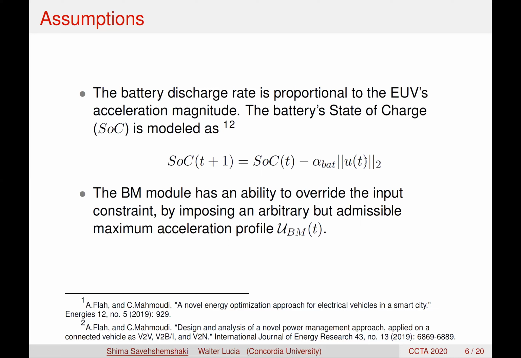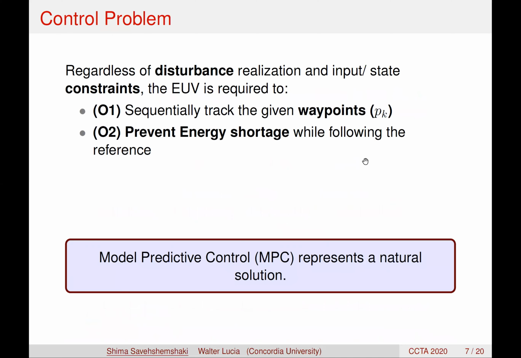And we also assume that a battery manager module can override the input constraint by imposing, whenever necessary, an arbitrary but admissible maximum acceleration profile, UBM of t. The control problem that we are facing here is, regardless of disturbance realization, input and states constraint, EUV has two objectives. The first objective is it should sequentially track the waypoints that are provided by the reference generator. And the second objective is to prevent energy shortage while following the references.